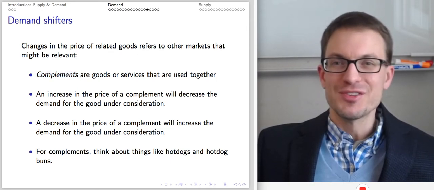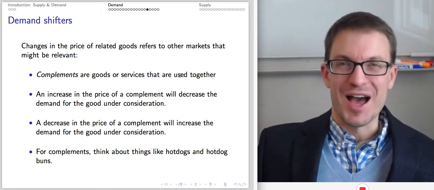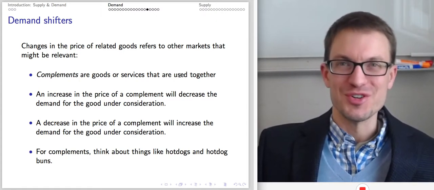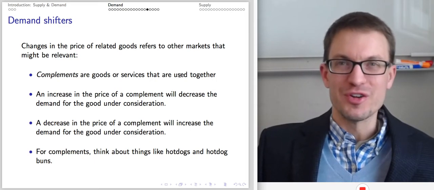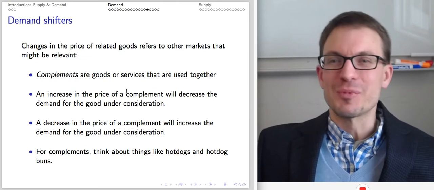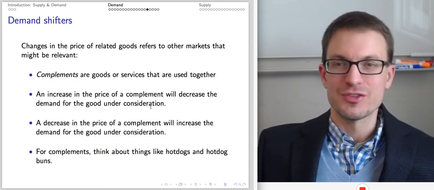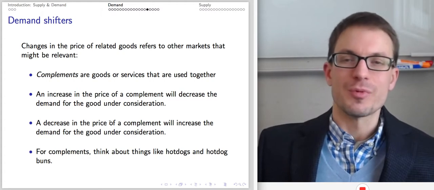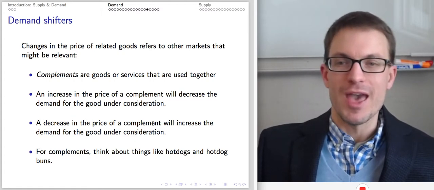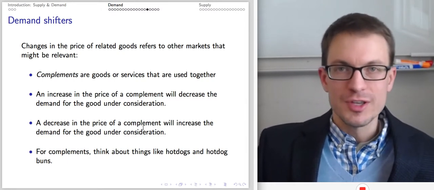So complements are goods or services used together. In the classroom, my favorite complements are left shoes and right shoes, right? Left shoes and right shoes are used together for a pair of shoes. An increase in the price of a complement will decrease the demand for whatever is the good under consideration. A decrease in the price of a complement will increase the demand for the good under consideration. And the reason why is because these are goods used together.